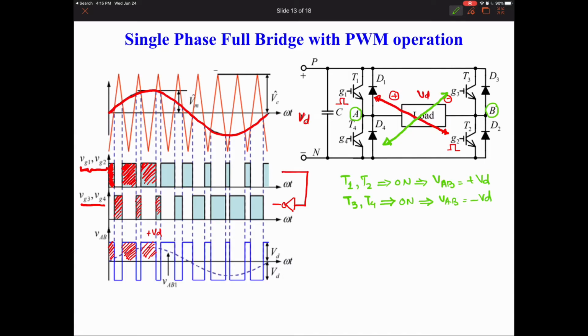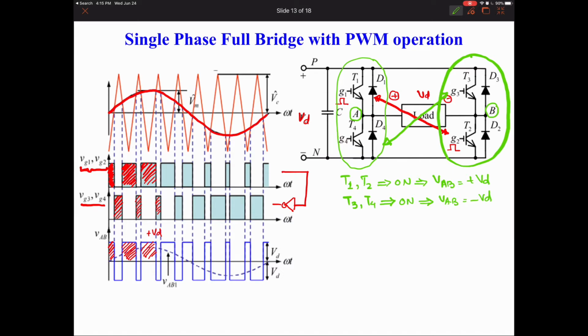So switch T1 and T4, this arm of the switches, are operating in the complementary mode. It means G1 and G4 cannot be turned on together. One of the switches will be on at any instant of time. So once G1 is turned on, along with that G2 will be turned on, and when G4 is turned on, along with that G3 will be turned on. So either we consider the first arm or the second arm, both arms of the switches are operating in the complementary mode.